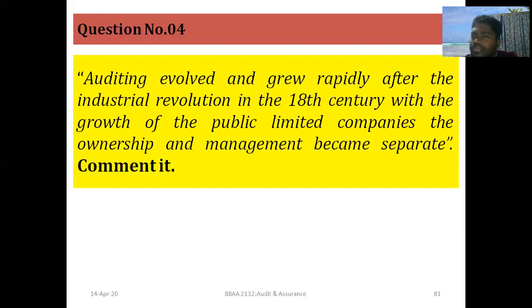In such a way you can explain that auditing, because the question is: auditing evolved and grew rapidly after the Industrial Revolution in the 18th century with the growth of public companies, the ownership and management. Okay, the key term is the ownership and management. You should know the story behind the ownership and management becoming separate in public companies. So first, you should explain the meaning of ownership and management separation in public companies.